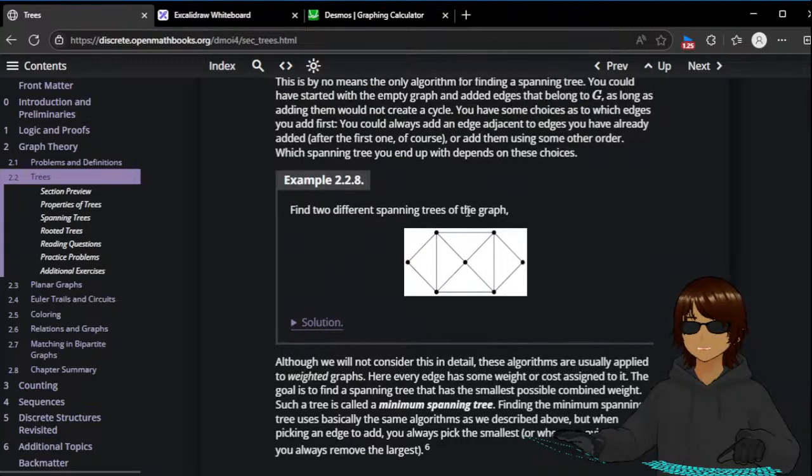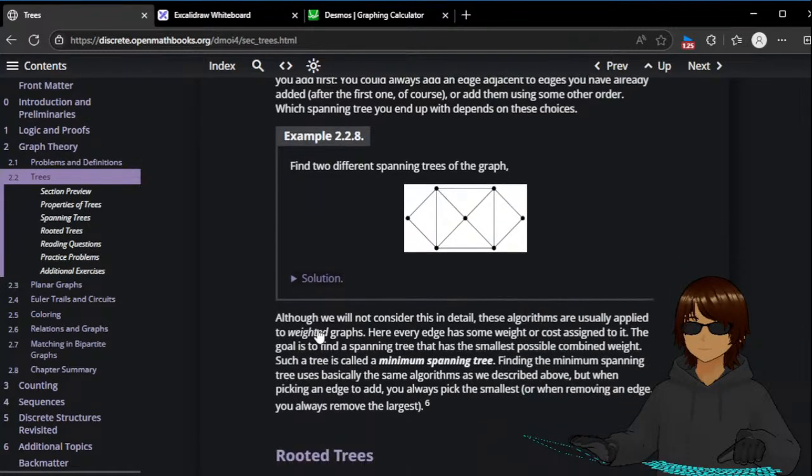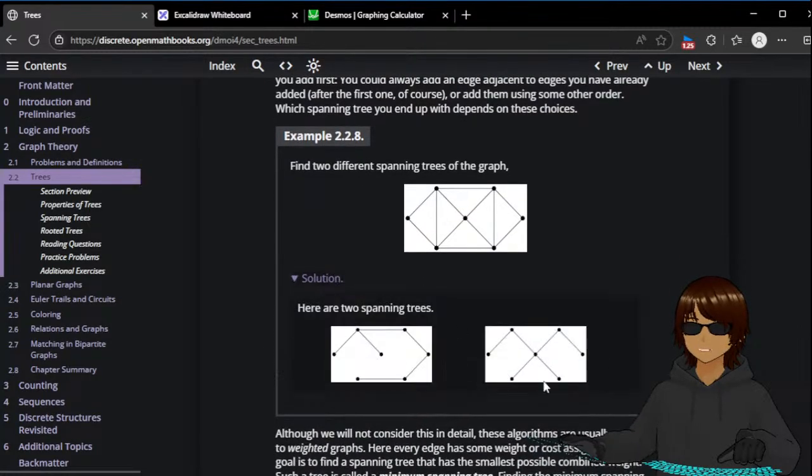Find two different spanning trees of the graph. So we have one here, here, here, here, here, and then this goes separately, or we can reverse it: here, here, here, here, and then this branches out separately. This is a strange tree.